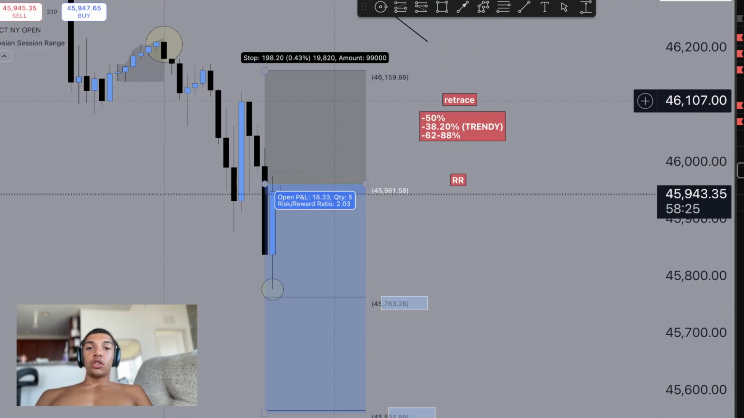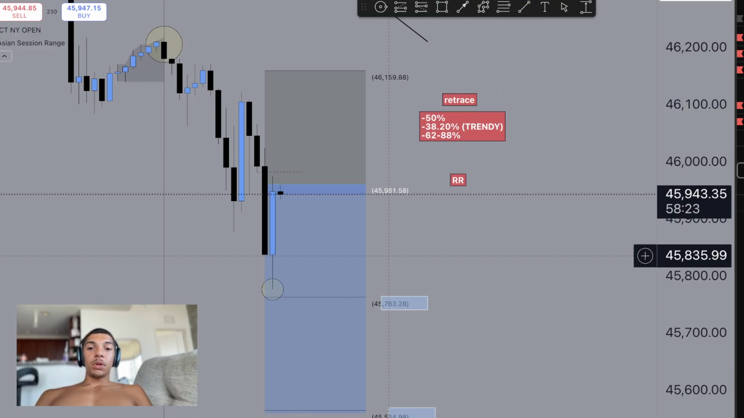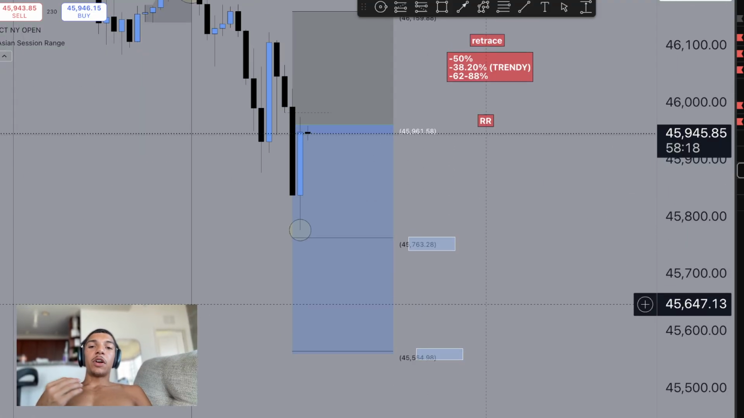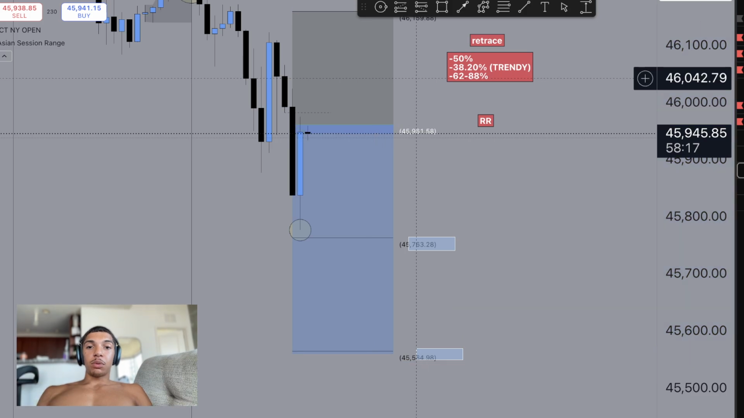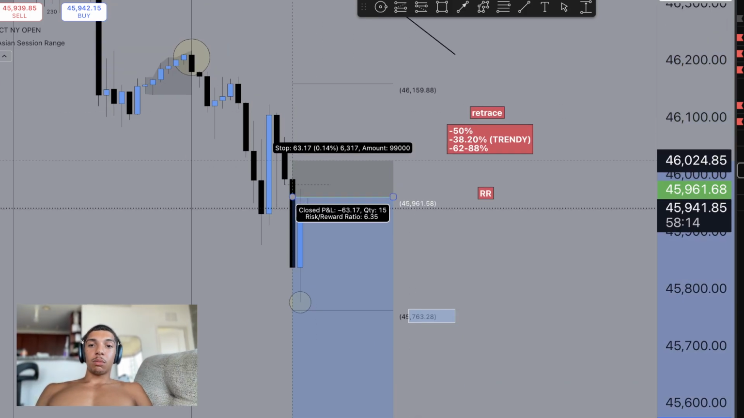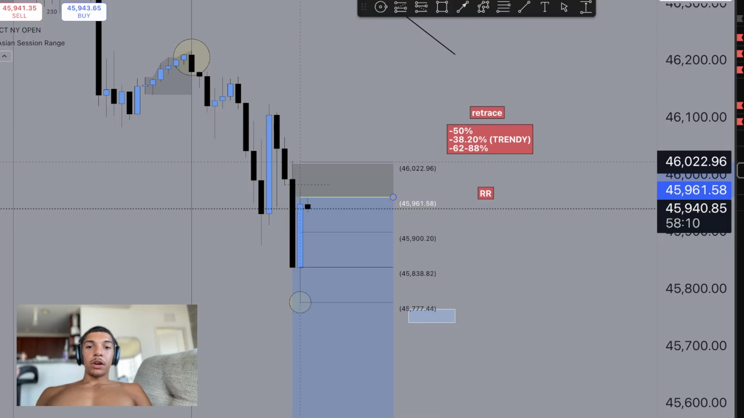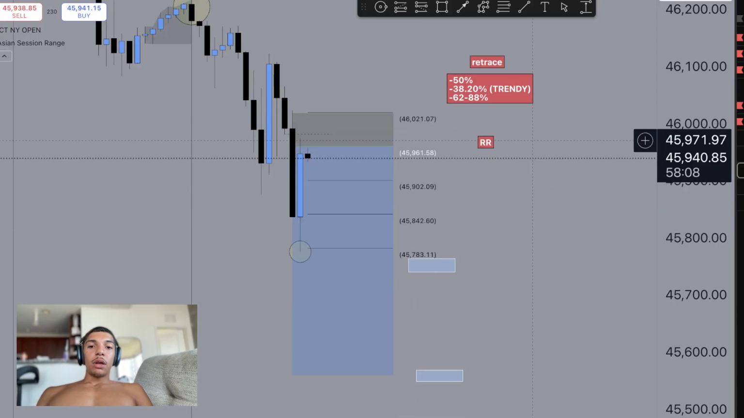So if you have a 200-point stop loss, this will be 200 points of profit. This will be 400 points of profit. And it's very easily just changeable. Say, for example, the trade wasn't risking 200 points and it was risking more like 50. The same thing, I could just draw the fib, bring it right over here, and it can show me where my TPs are based off of what I'm risking.